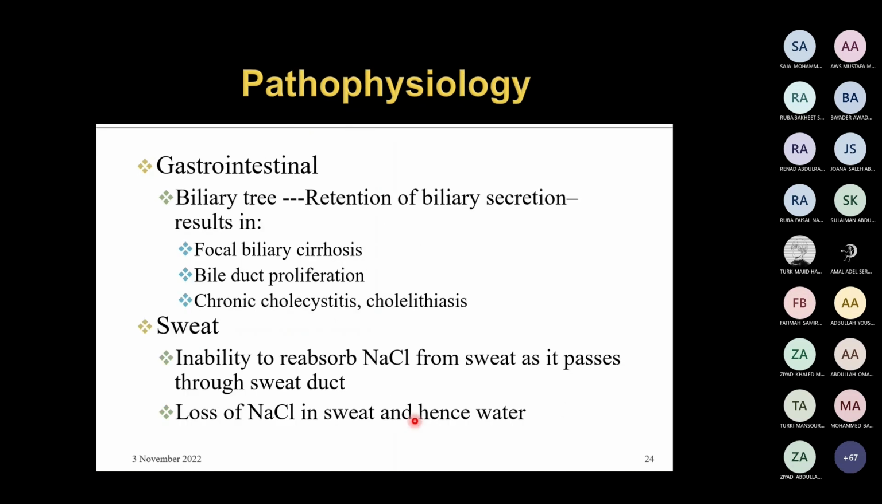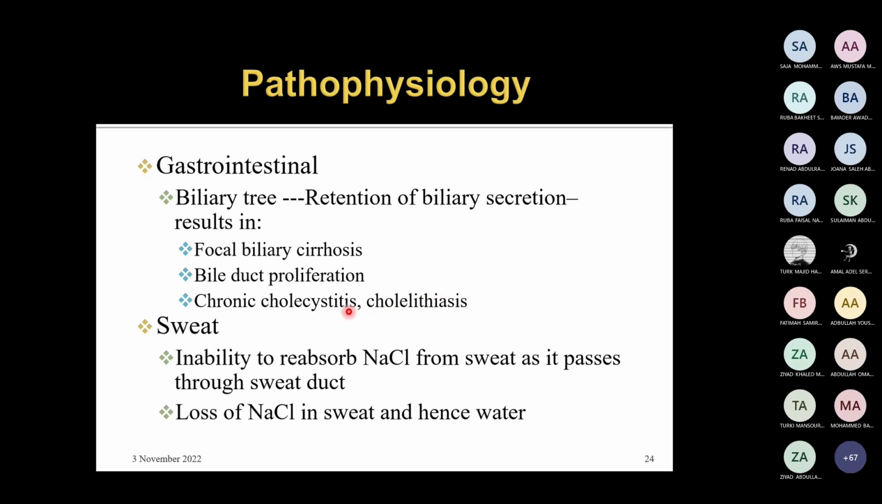The gastrointestinal tract, the biliary tree, it results in retention of the biliary secretion. So bile acids, which are very important to be secreted from the liver, from the biliary channels to the small intestine, to help in digesting lipids, are not secreted, they're retained. So what happens? The liver gets injured. So we call it biliary cirrhosis. Cirrhosis means تليف الكبد, so biliary cirrhosis. And the bile duct results in bile duct perforations, chronic infection, chronic cholecystitis, chronic cholelithiasis, which is the stones in the gallbladder.